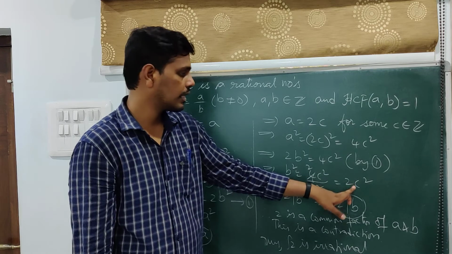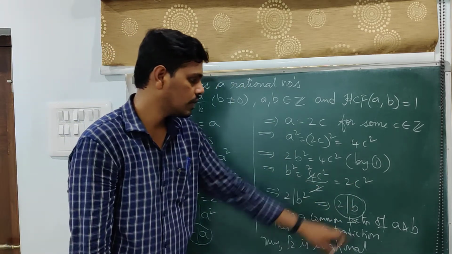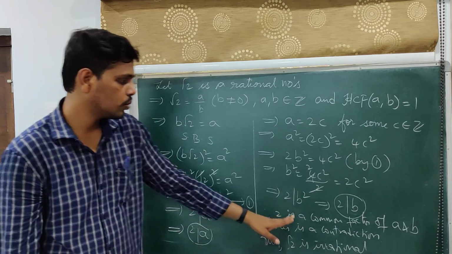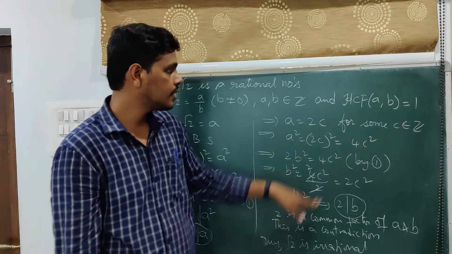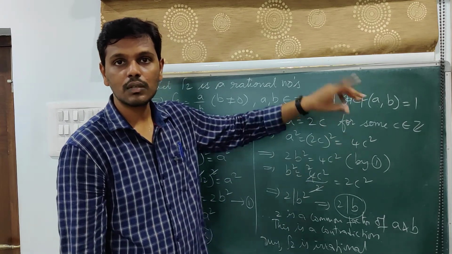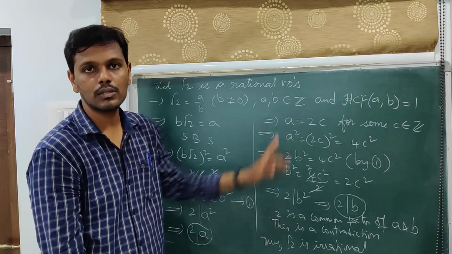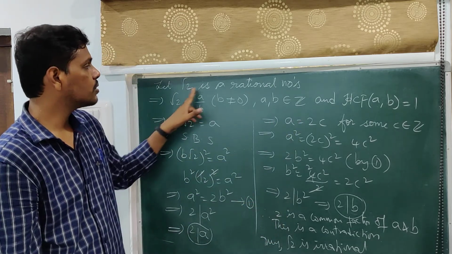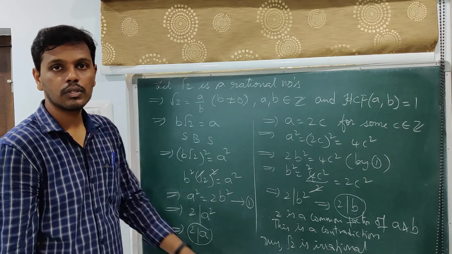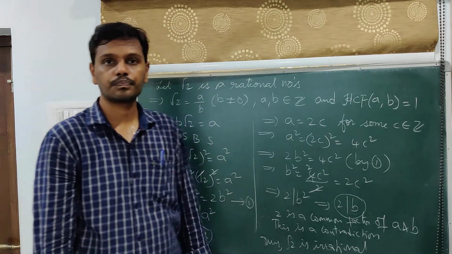Again by the definition of divisibility, I can say that 2 divides b square. If 2 divides b square, by the theorem I can say 2 divides b. So we can say that 2 is a common factor of both a and b, and this contradicts this statement. This statement says that 1 is the only common factor, but this statement says that 2 is also a common factor. So that is a contradiction. It has arisen because we have assumed something wrong. The wrong assumption is that root 2 is rational. Therefore the correct assumption would have been that root 2 is irrational.